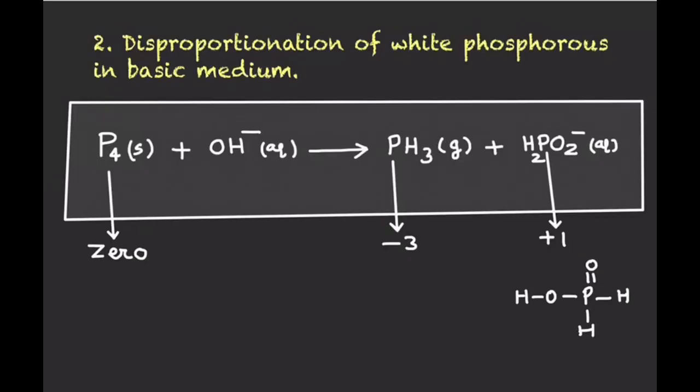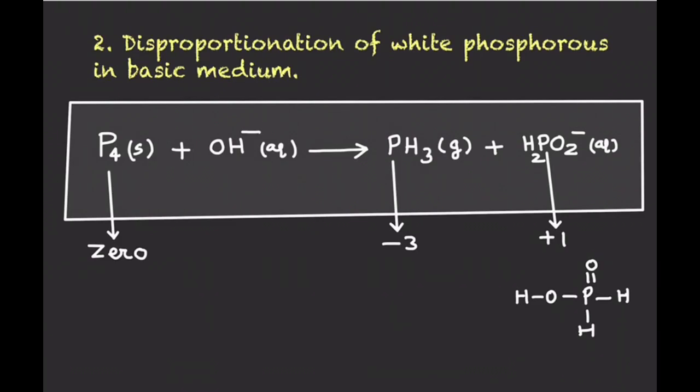Let us start with our second example, balancing of disproportionation of white phosphorus in basic medium. So here white phosphorus is converted into phosphine gas and hypophosphite ion, an anion obtained from hypophosphorus acid. Since the acid name ends with ous, the name of anion will end with ITE. That's why its name is hypophosphite ion.